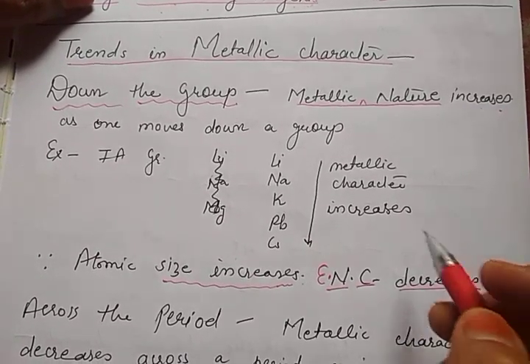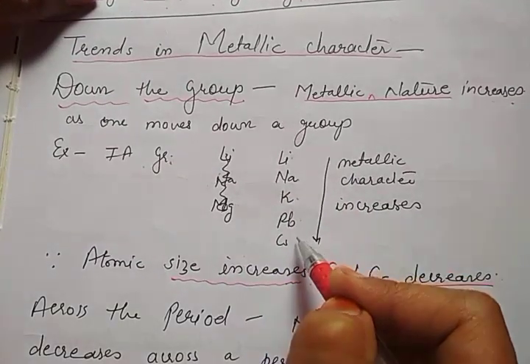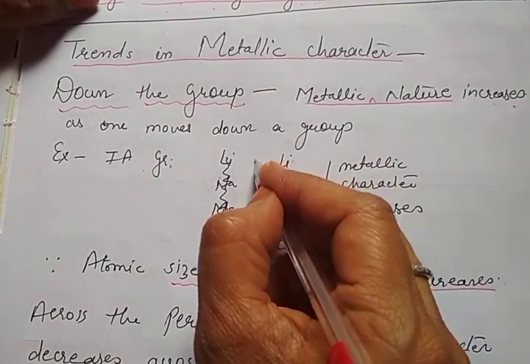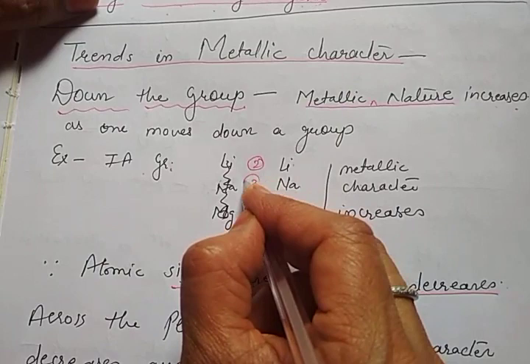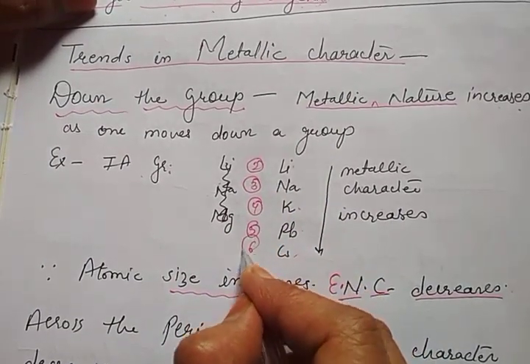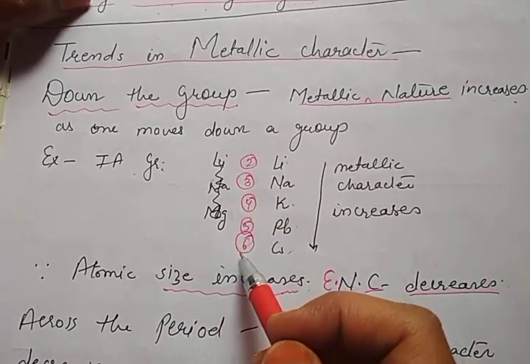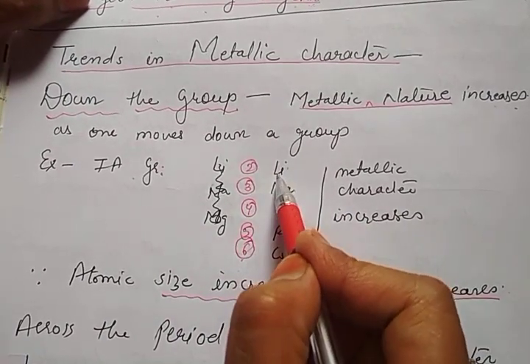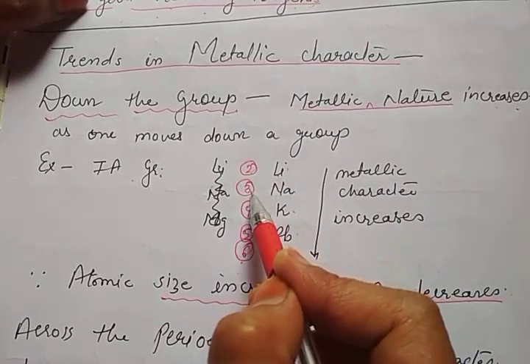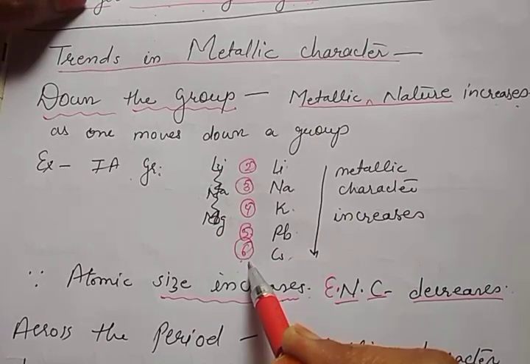Let me take the example of the first A group: lithium, sodium, potassium, rubidium, cesium. Lithium belongs to the second period, sodium to the third period, potassium the fourth period, rubidium the fifth period, and cesium the sixth period. The number of the period is also equal to the number of shells. It means lithium has 2 shells, sodium 3 shells, potassium 4 shells, rubidium 5 shells, and cesium 6 shells.